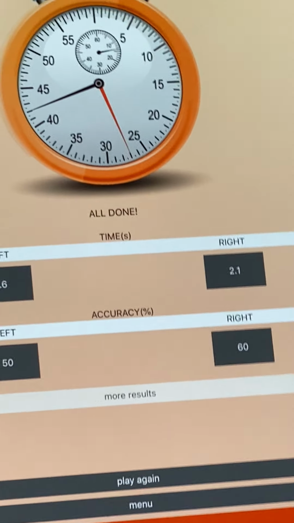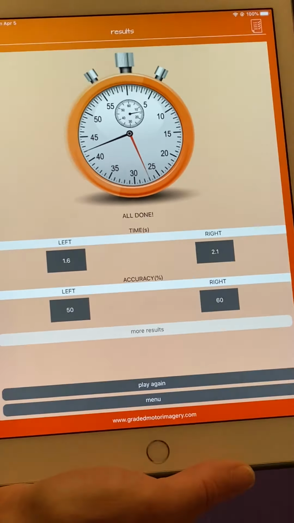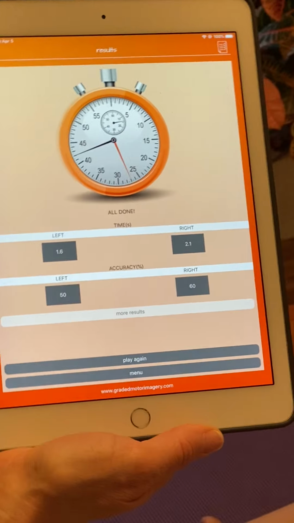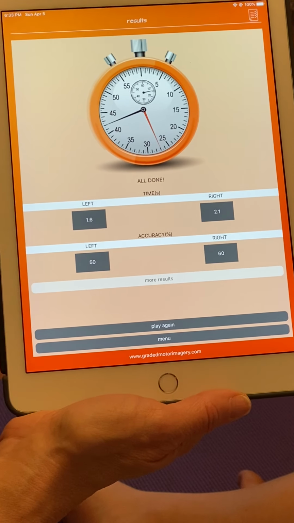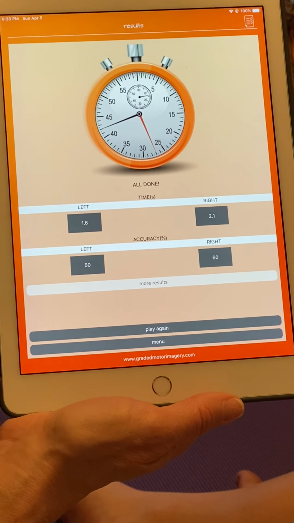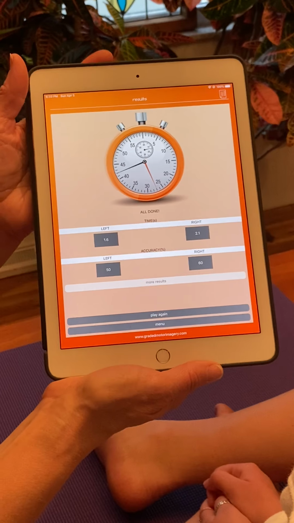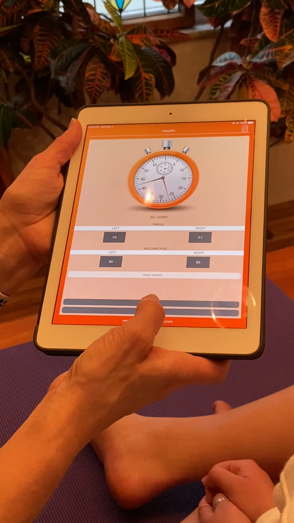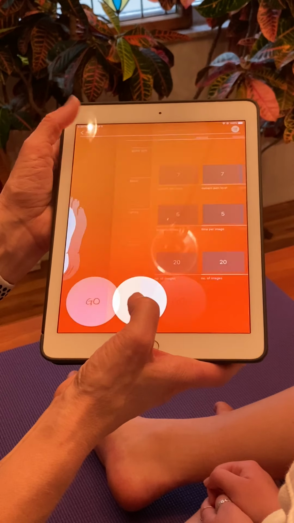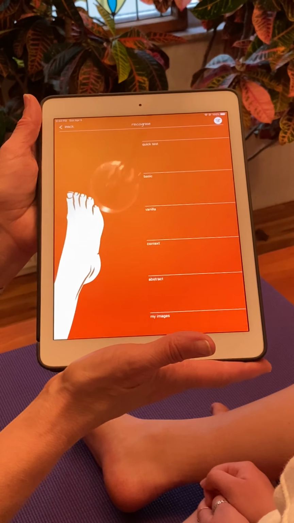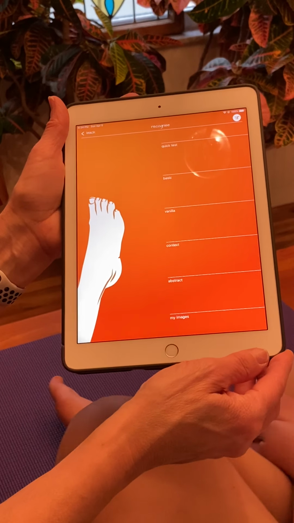Well, we can see by this score that actually maybe that middle score was a fluke, an outlier. So I would again have her start at the vanilla level and work at that until she gets a consistent 80% and then work her way up to this hardest level. All right. So we are done with the left-right recognize part of graded motor imagery.